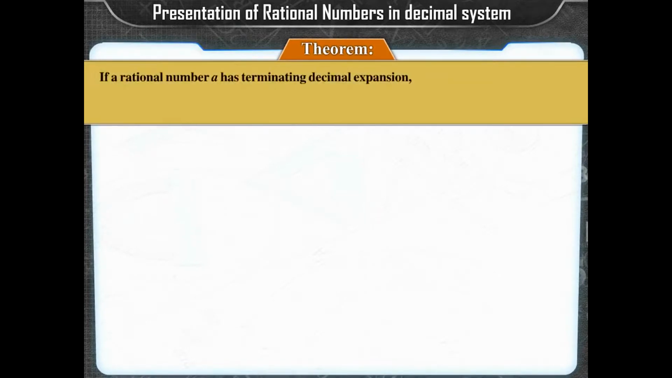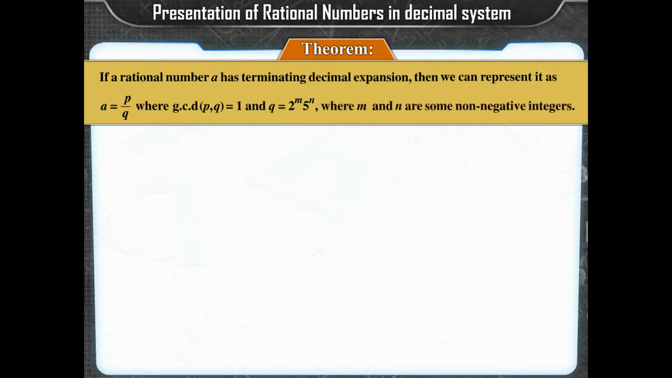Theorem: if a rational number A has a terminating decimal expansion, then we can represent it as A is equal to P upon Q, where GCD of P, Q is equal to 1 and Q is equal to 2^M, 5^N, where M and N are some non-negative integers. Let us consider the converse situation. Suppose A is equal to P upon 2^M, 5^N.